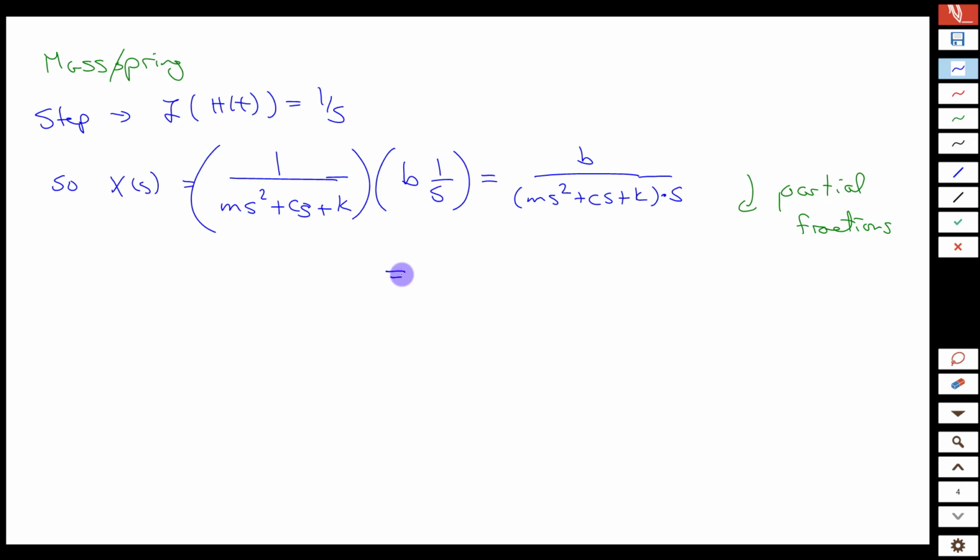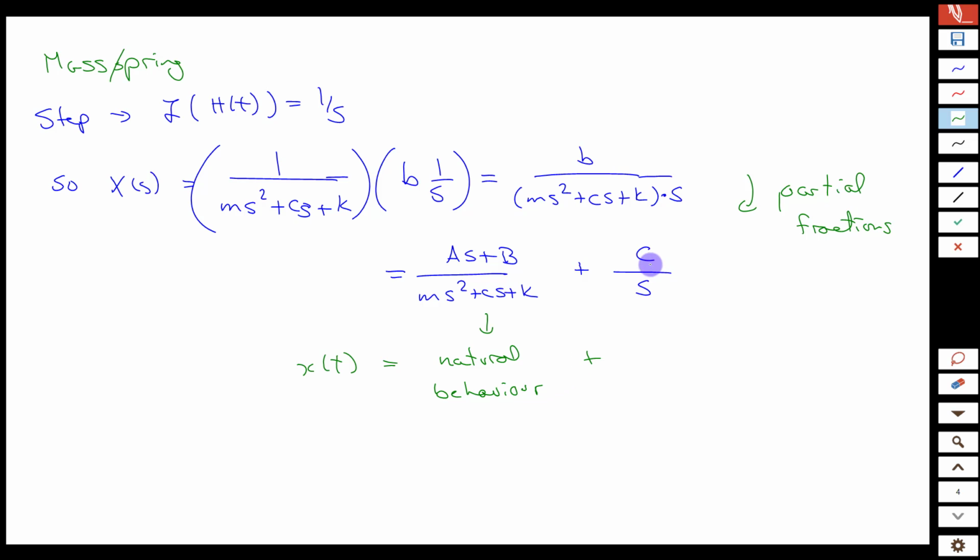So it's no longer a product, but it is now some constant over this part. There should be an As plus B here. Quadratics in the bottom get linear terms on top. And then plus C over s. And again, the issue isn't so much what these constants are, it's that this x of t will equal something to do with the natural behavior of the spring system, plus the transform of 1 over s, which is going to be a shift, a vertical shift.